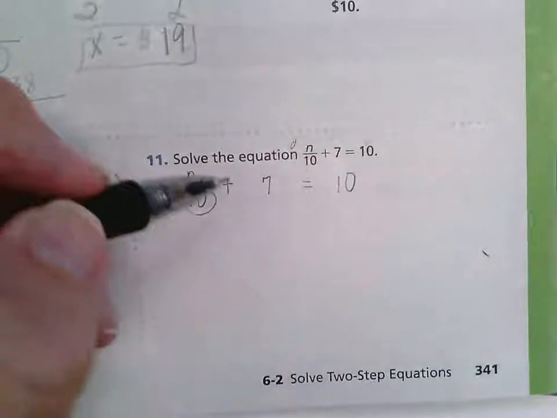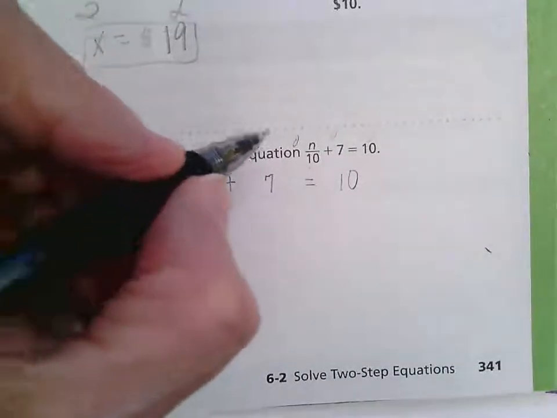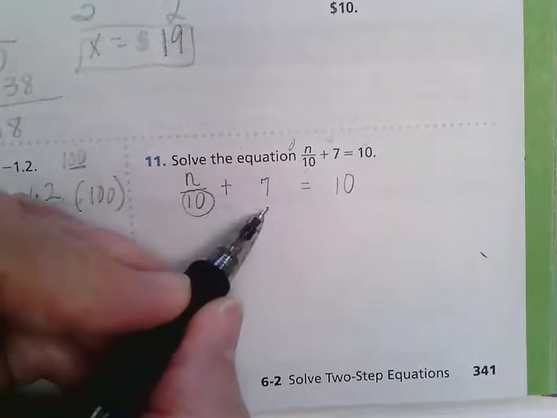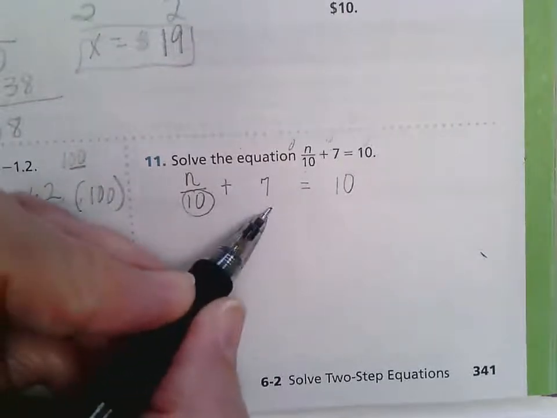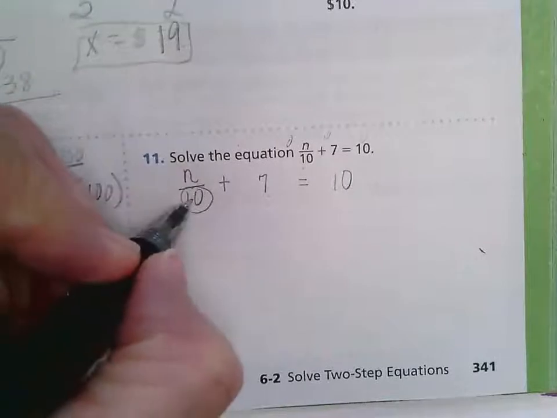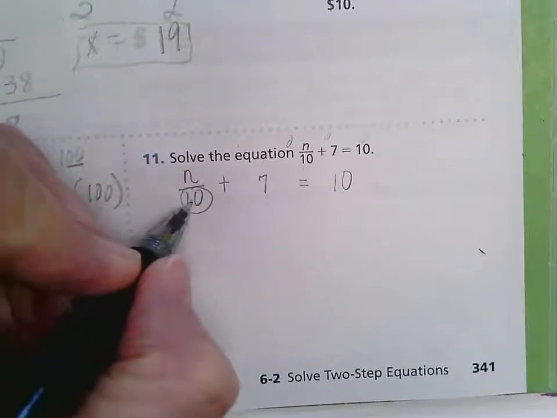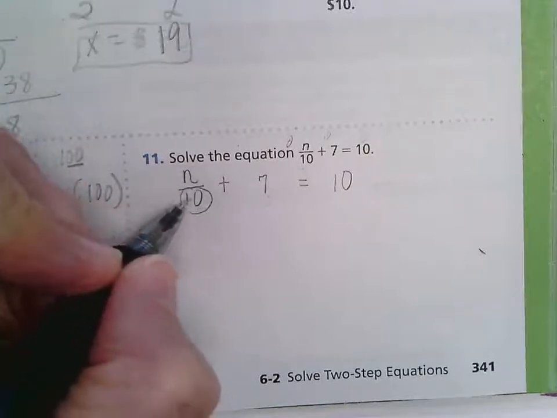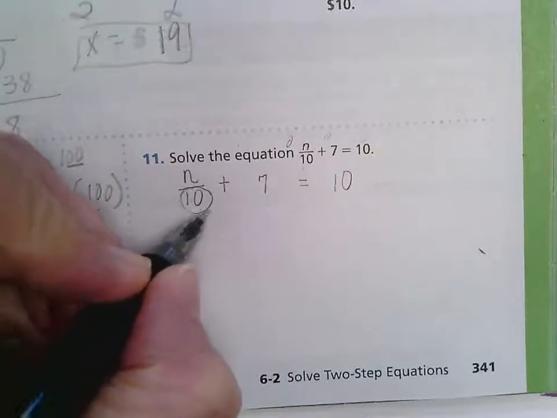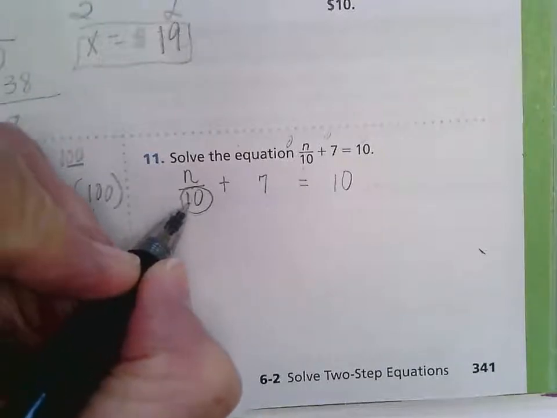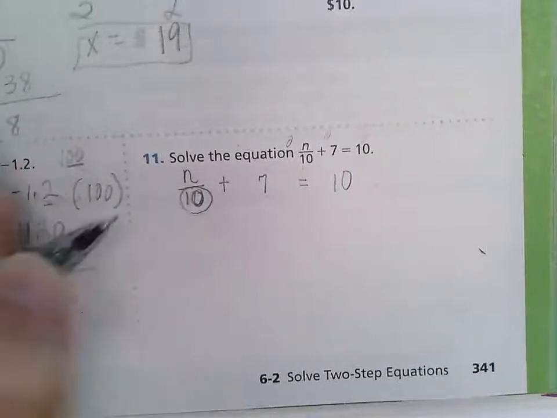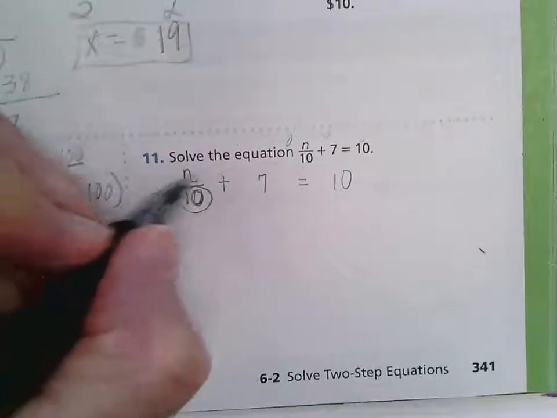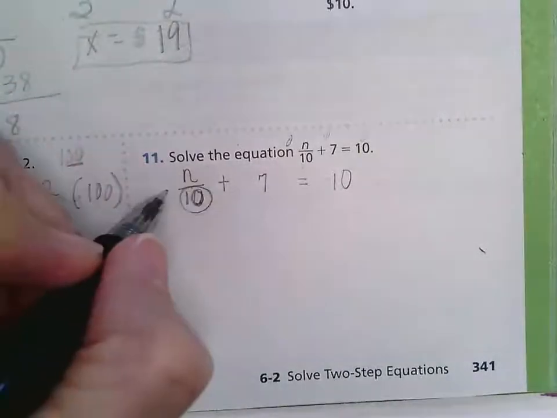But if this one would have had something like 7/5, then we would have tried to find a common denominator for 10 and 5, which would have been 10. But in this case, there's only one of the terms that has a fractional part. So we can just look at this denominator and it's our chosen one. So what we're going to do is we're going to multiply every term by 10.